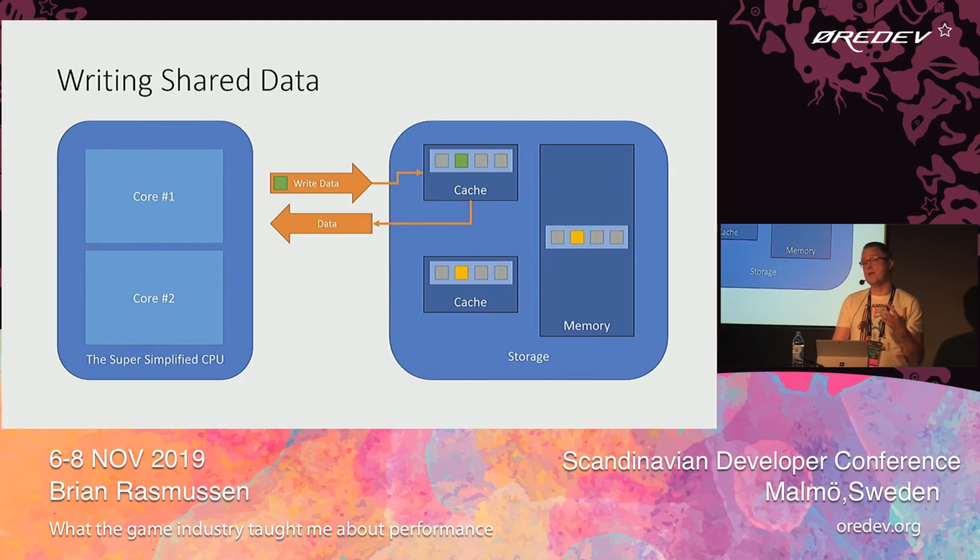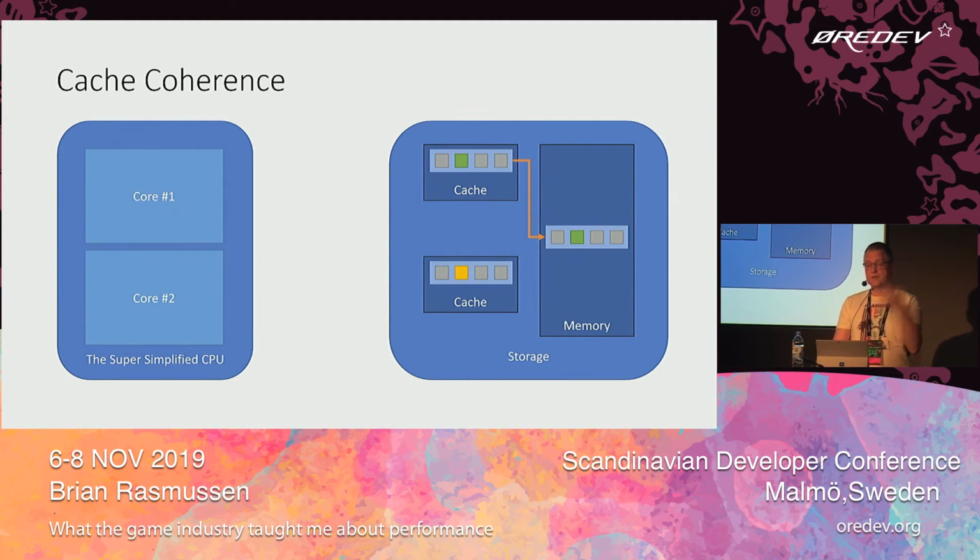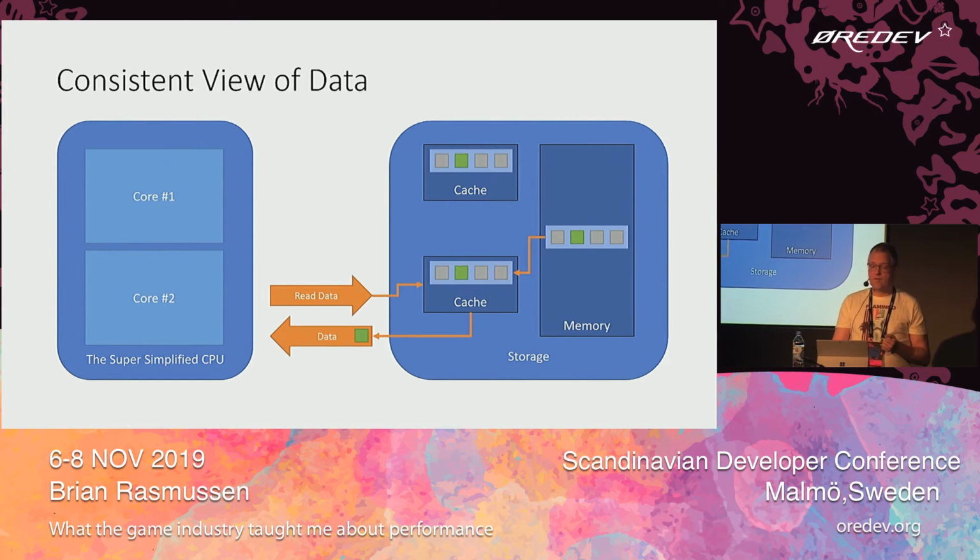So in order to maintain a consistent view of this data, if that happens, the CPU will actually have to flush the data back to memory. And the other CPU, if it needs that data again, will have to refresh its cache from that memory. And obviously, there's the additional cost of doing so. So the more we can avoid this situation, the better we do.